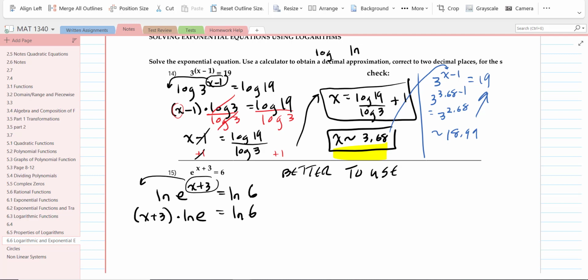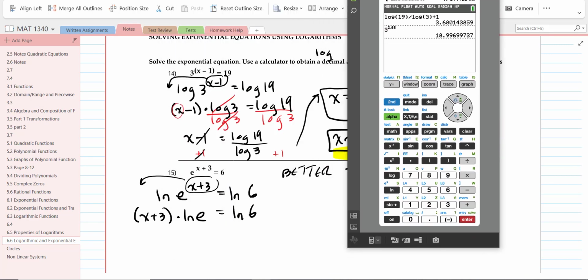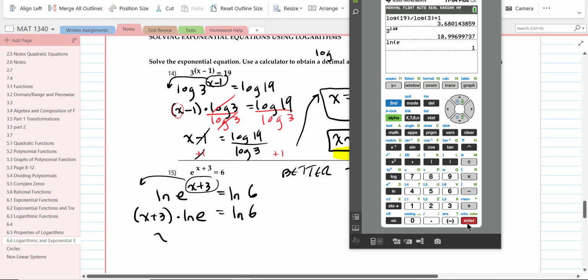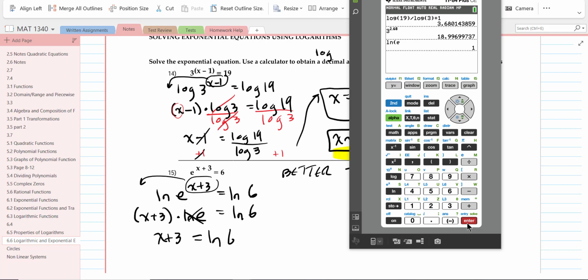Okay, like that. Now, you can do anything you want to on the calculator. You can do ln of e, and we've learned that ln of e is 1 anyway. If you're kind of new to that, if I go second division symbol, that's how I do ln of e, and that gives 1 anyway, see. So I get x plus 3 times 1, that just is 1, is equal to ln 6 like that.